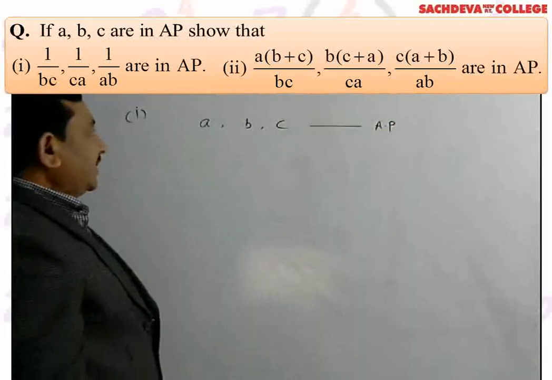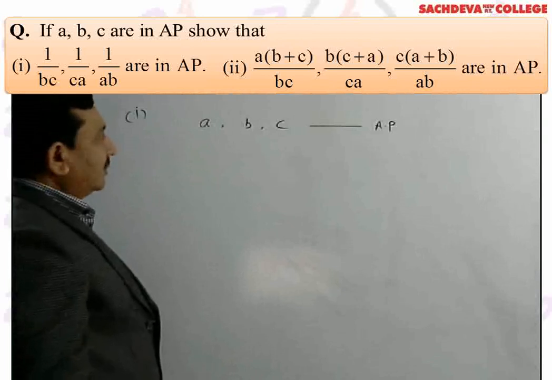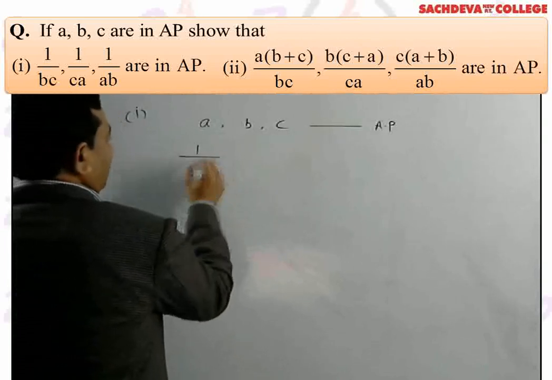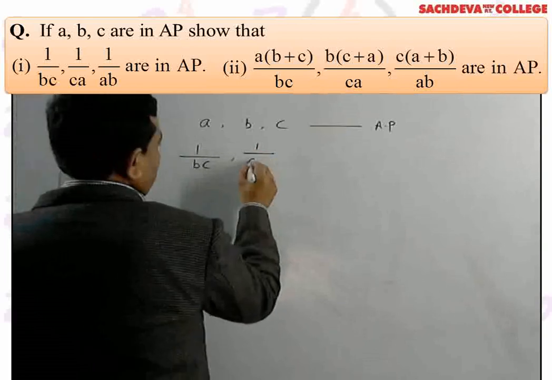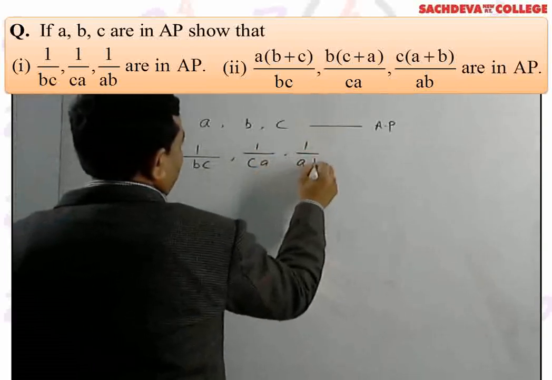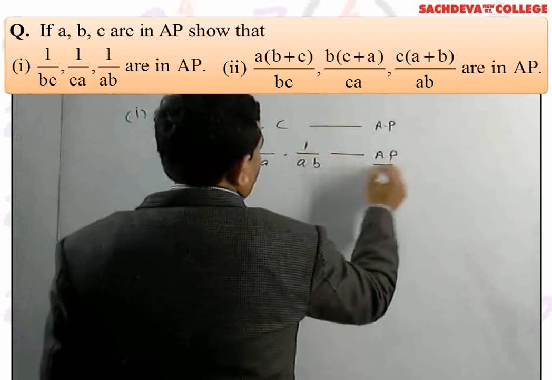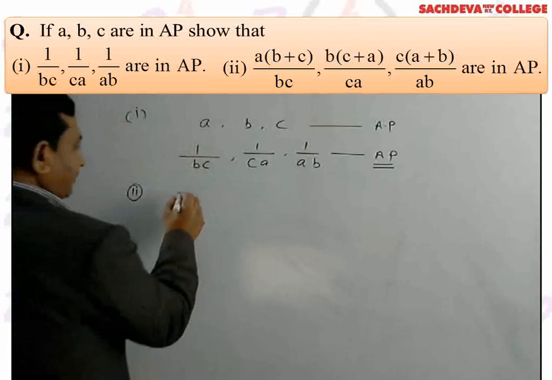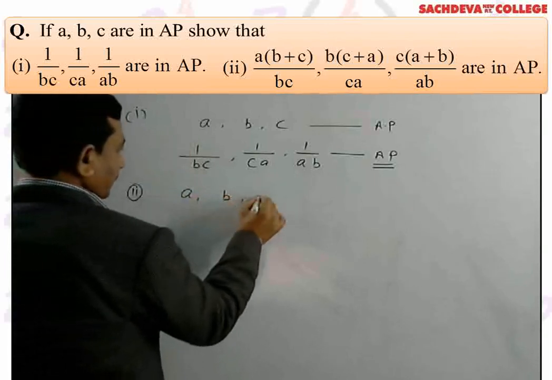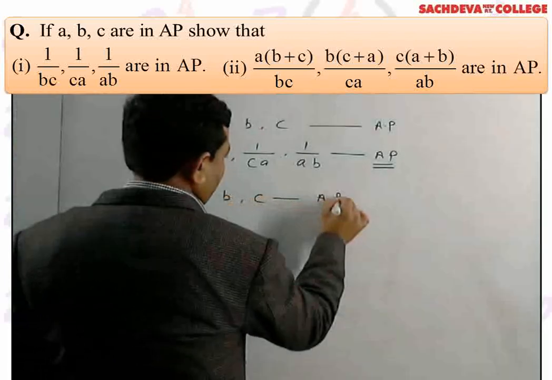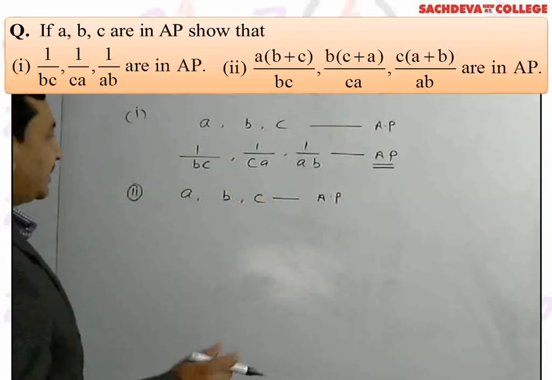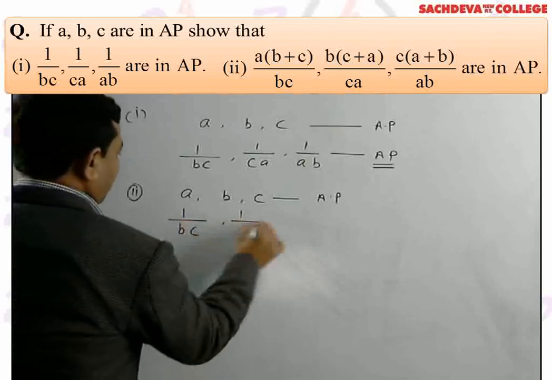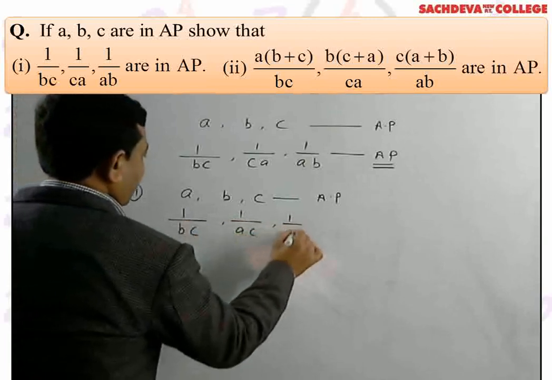if we divide each term of this series by ABC, then the series will also be in AP. So dividing each term by ABC, we find 1 upon BC, 1 upon CA, 1 upon AB. This will also be in AP. Hence proved. In the second, given that A, B, C are in AP, if we divide each term by ABC, we find 1 upon BC, 1 upon AC, and 1 upon AB will also be in AP.